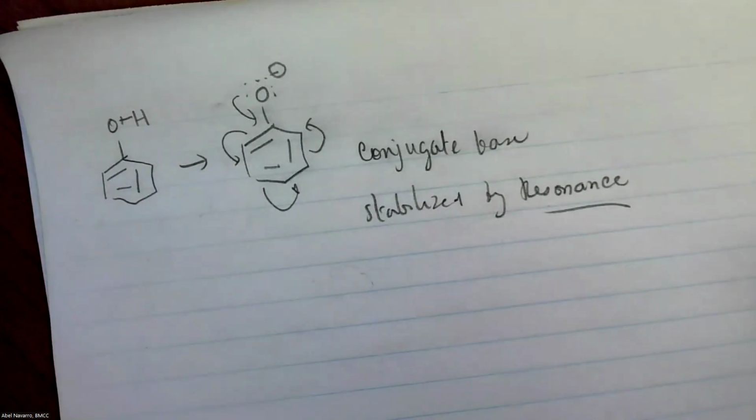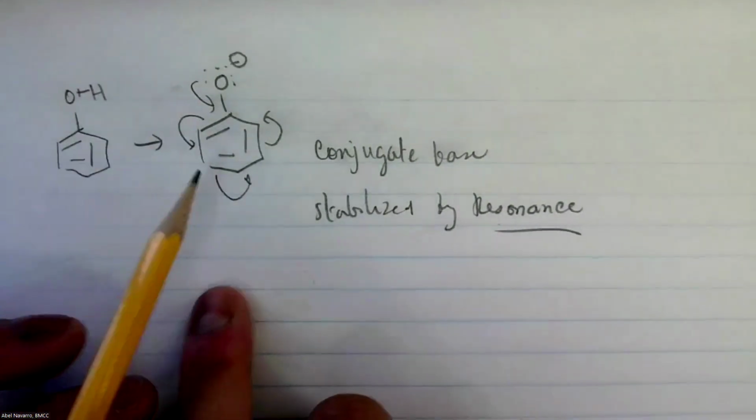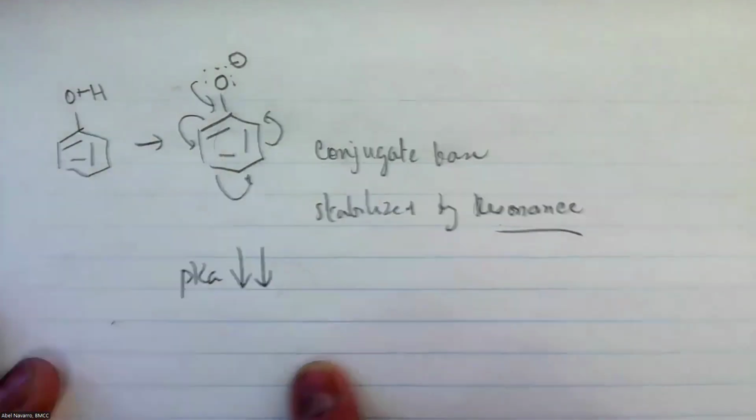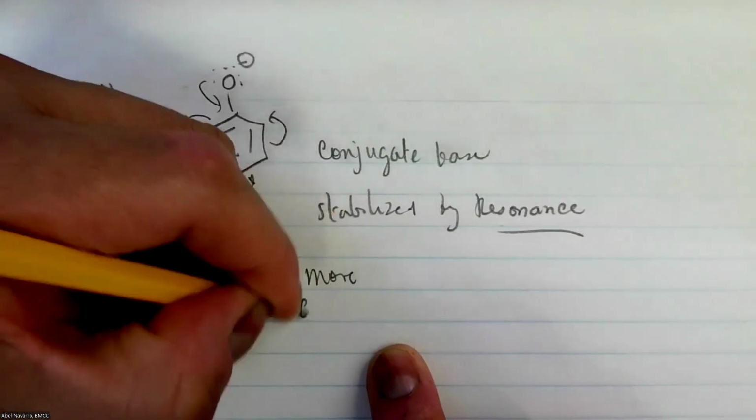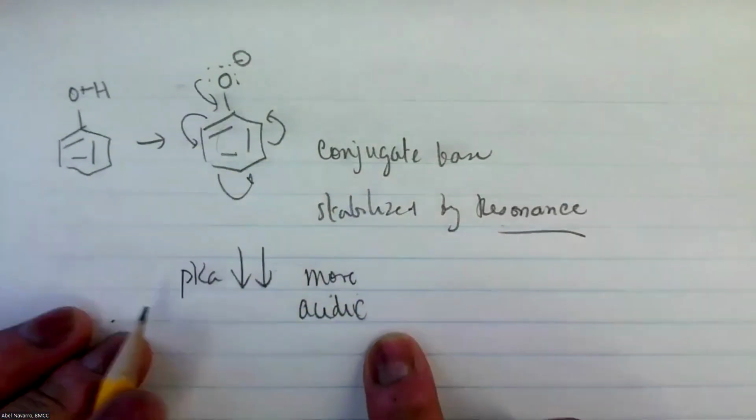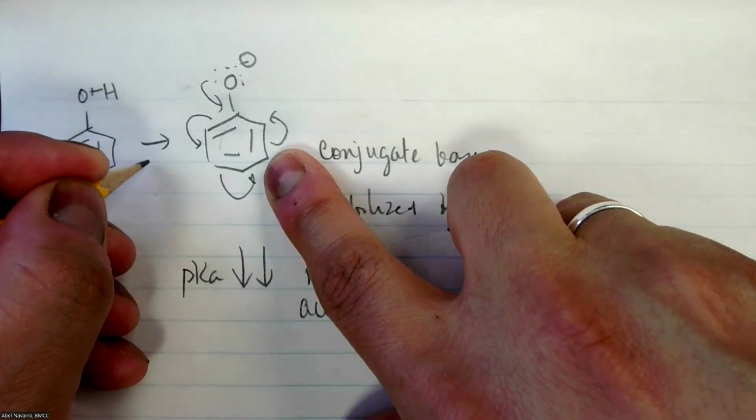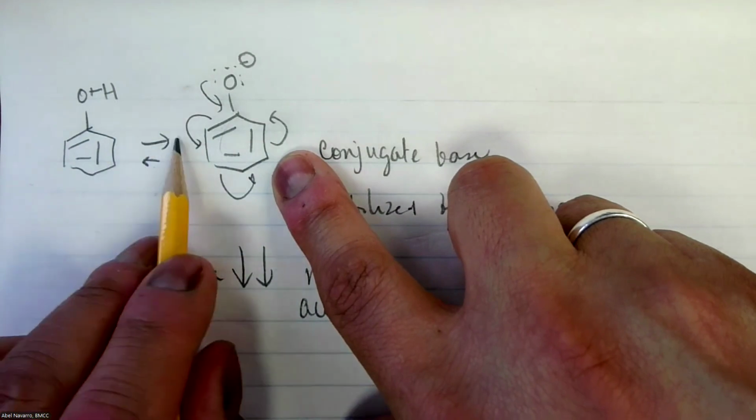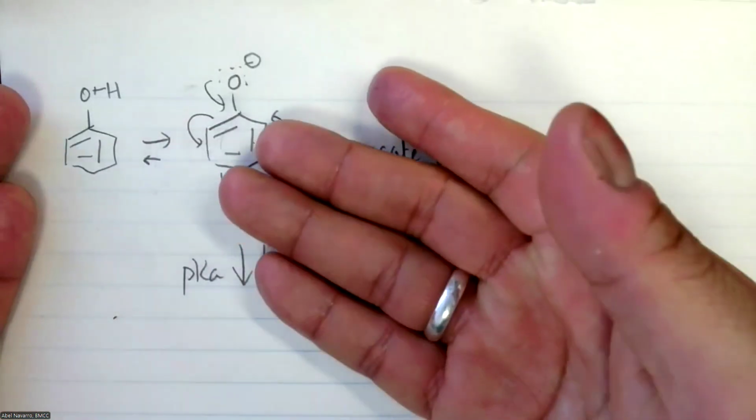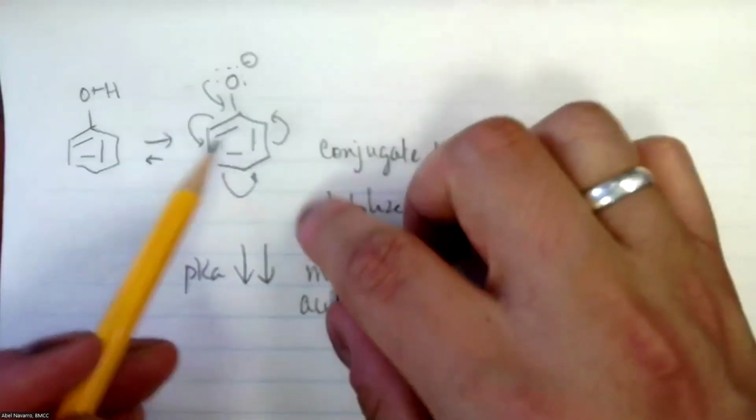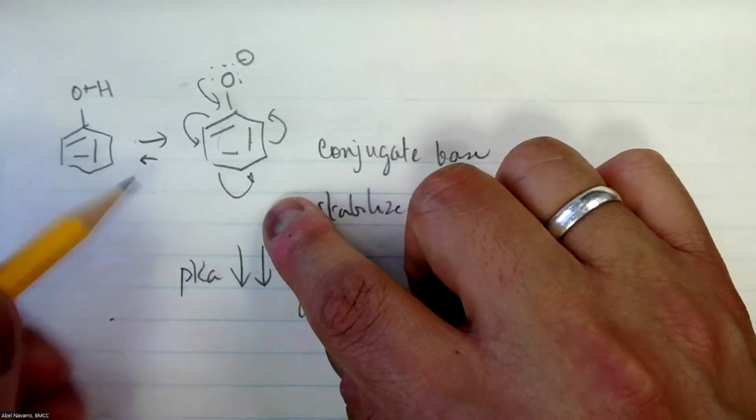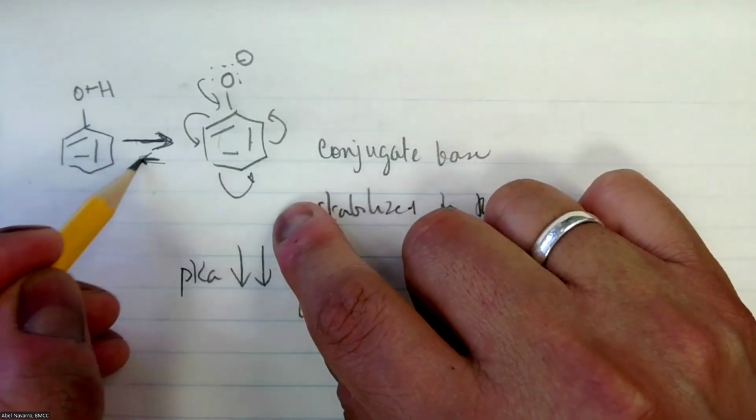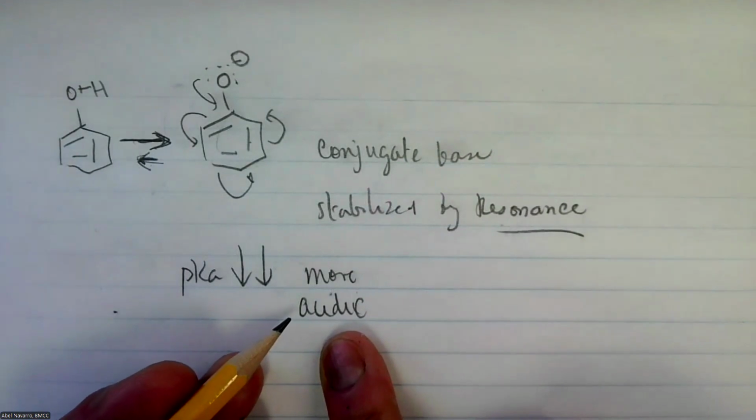So what? That's the big question. If your conjugate base is stabilized by resonance, the pKa will decrease, meaning that it will become more acidic. Because if the conjugate base is more stable, the reverse reaction is going to be less favored. Remember, nature always goes to the most stable form. If the right side is more stable, the arrow will go more toward the more stable side. It won't go back that much. So that means it's more acidic.